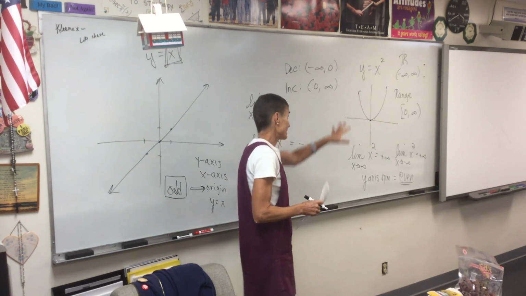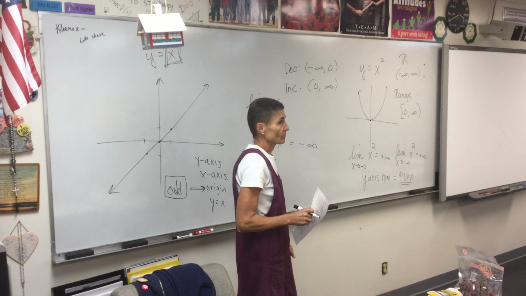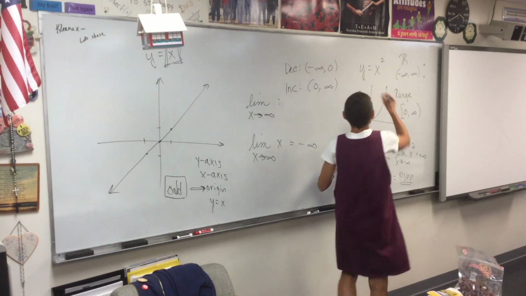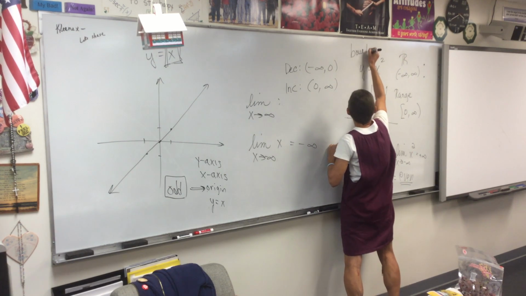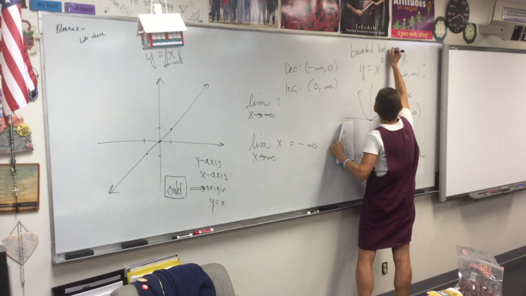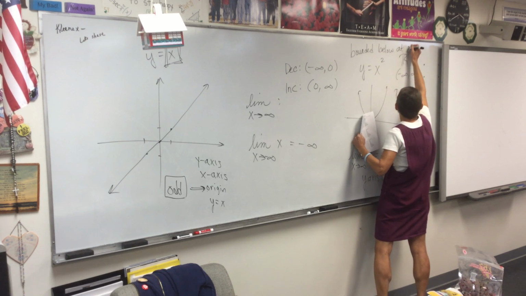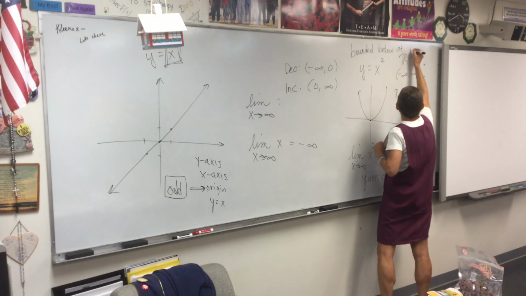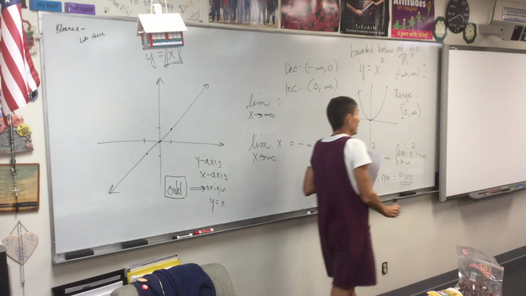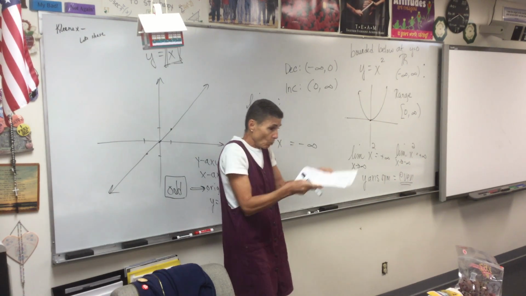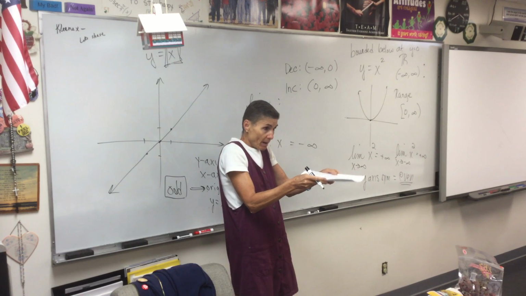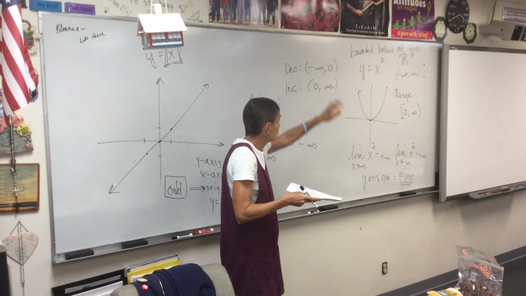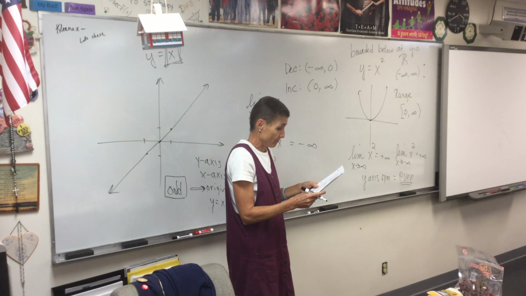Boundedness. Does this thing have a ceiling? No, but it does have a floor. So we say this is bounded below at 0, y equals 0. The floor is at y equals 0. Bounds are up and down, upper and lower. We don't have an upper one, but we do have a lower one at 0.